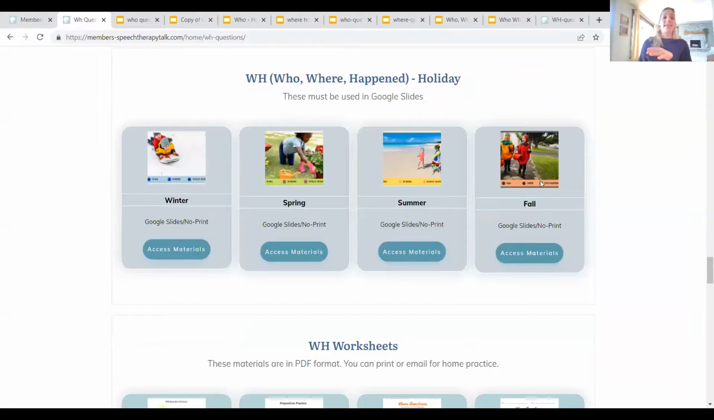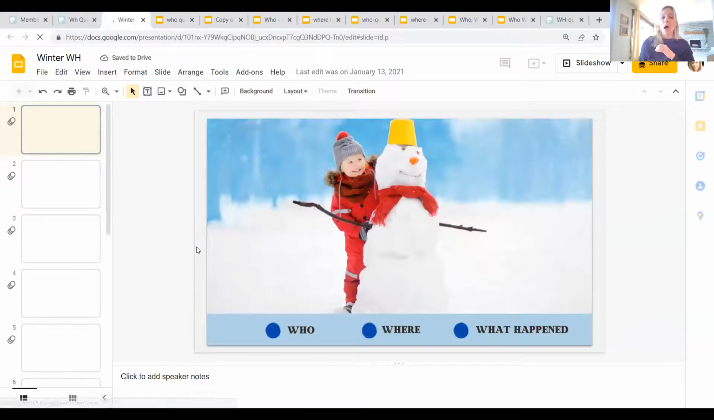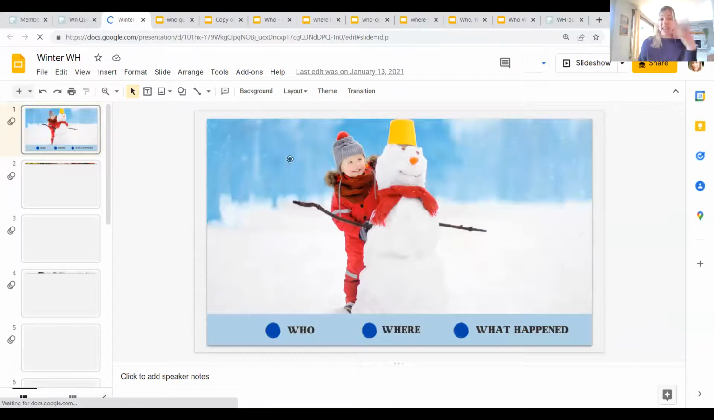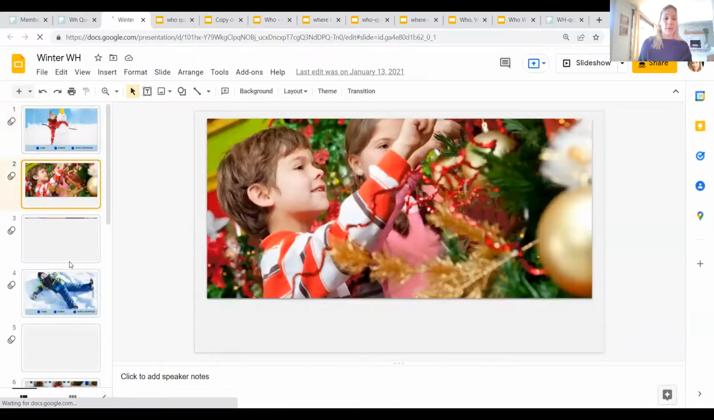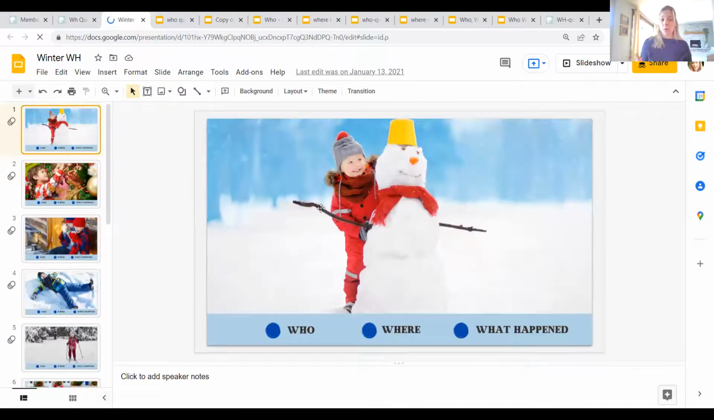And then these are also my other go-to. They're just picture stimuli. So I'm in winter now. Let's just do winter. You can click slideshow or not. You can stay in edit mode here and go through. Who's in this picture? Where is the person? What happened? So I see a child, I see them in a park making a snowman.